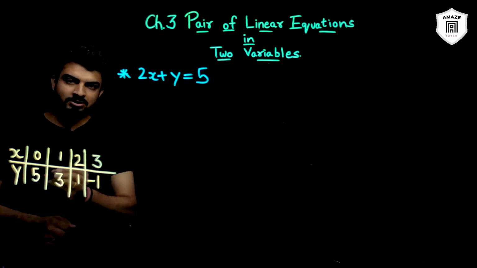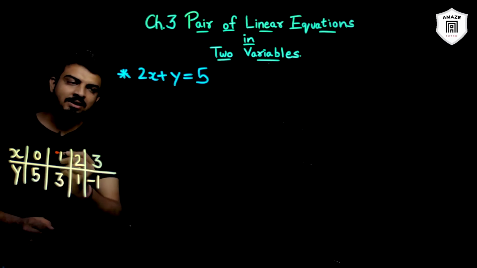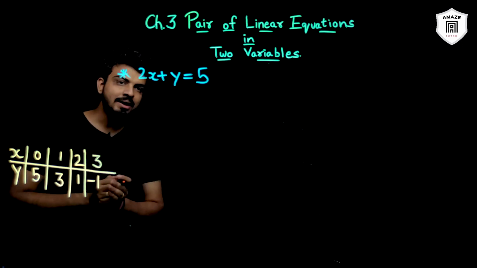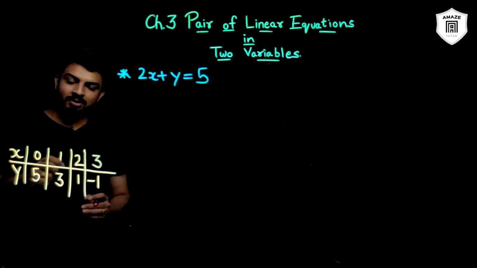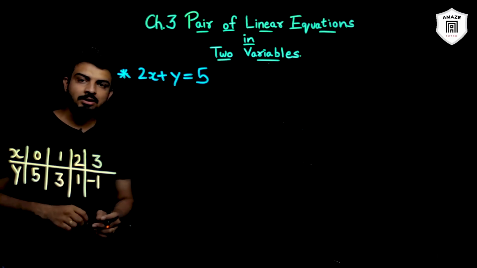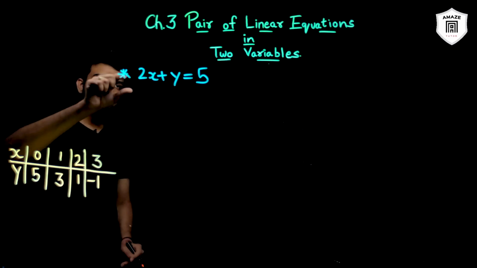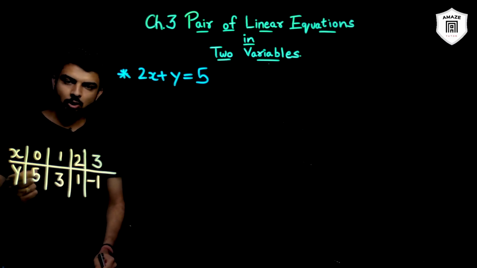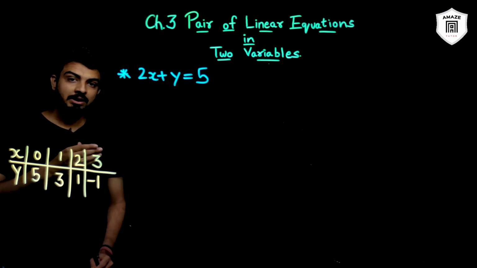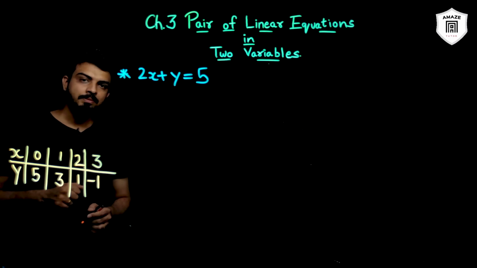So now, as you came to know from this, there will be no end to it. We can take many values of x and y to satisfy this equation, right? Whatever values are satisfying this equation are known as solutions of the equation. So I can say the solutions of this equation 2x plus y equals 5, as (x, y), are (0, 5), (1, 3), (2, 1) and so on.